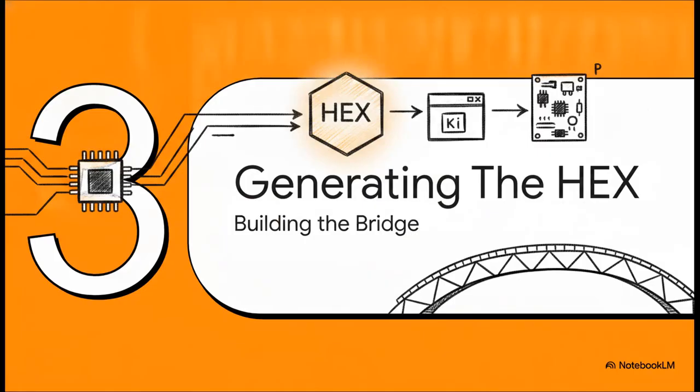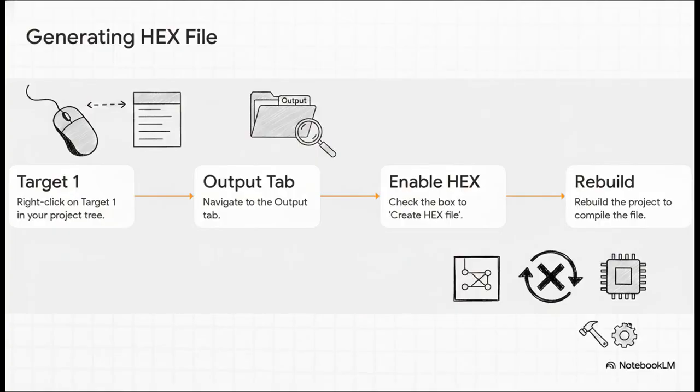All right, Section 3, generating the hex file. This is it, the most critical part of setting up our software links. Let's look at the exact steps you need to follow so you don't get lost in all the menus. It's a pretty quick 4-step process. First up, you right-click on Target 1 over in your project tree. Second, navigate to the Output tab. Third, enable the specific checkbox to create the hex file. And fourth, you rebuild the project.